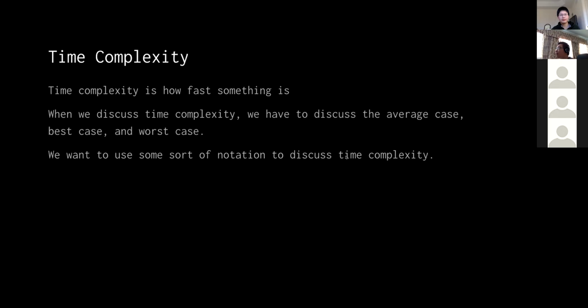So now we want to talk about time complexity, which you would use to denote how fast an algorithm or any sort of method you use would take, based on the average case, best case, and worst case. And we want to use these notations to discuss time complexity as they are standard in most computer science circles.